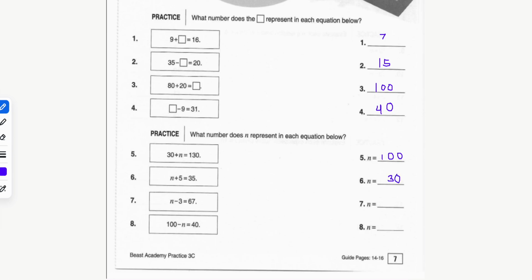n minus 3 equals 67. So 67 plus 3 equals 70. 100 minus n equals 40, so 100 minus 40 equals 60.